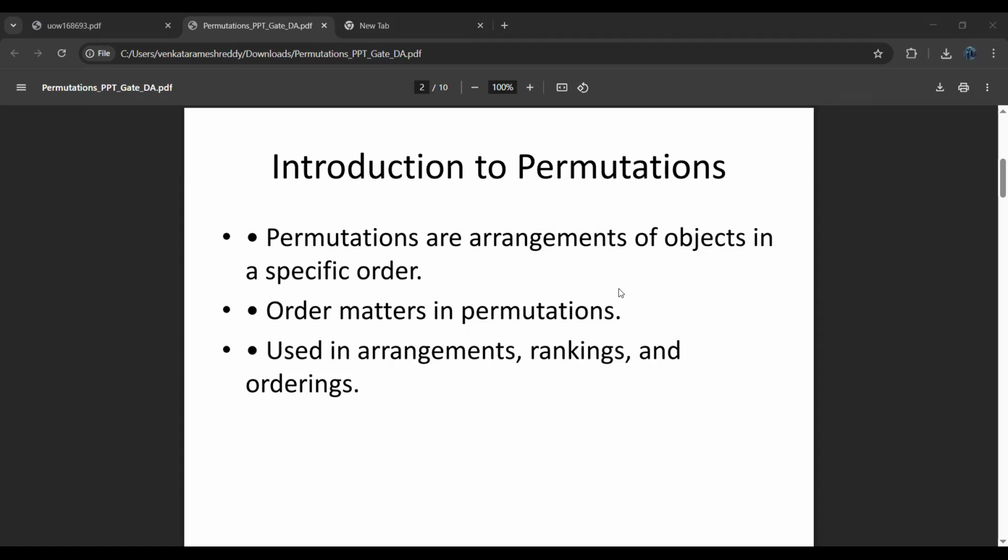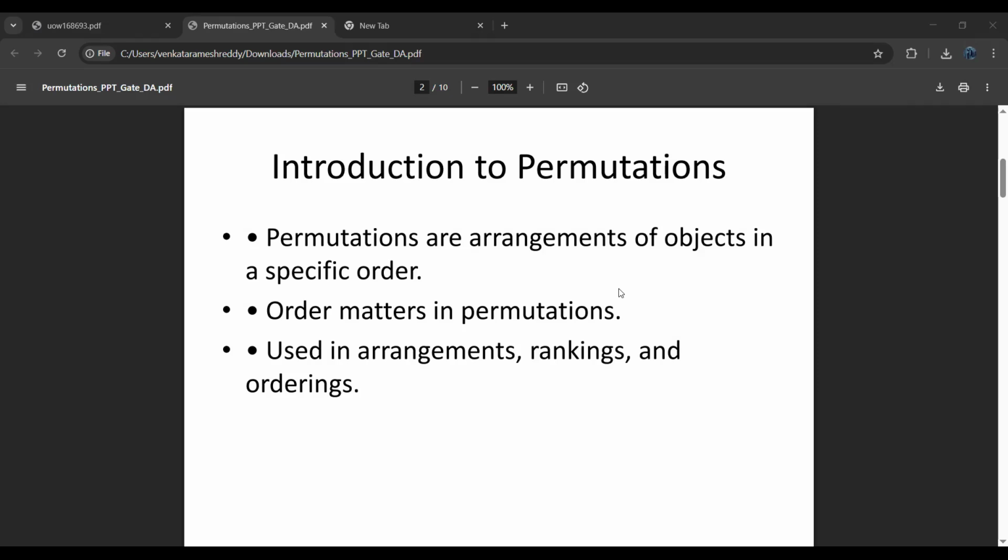One starts with one letter and the other starts with another; one ends with one letter and the other ends with another. So here order is very, very important, and we have to be careful with the order. That's why order matters in permutation. Permutations are used in arrangements, rankings, and ordering. If you want to arrange anything, give any rankings, or give any order, permutation is very, very important.